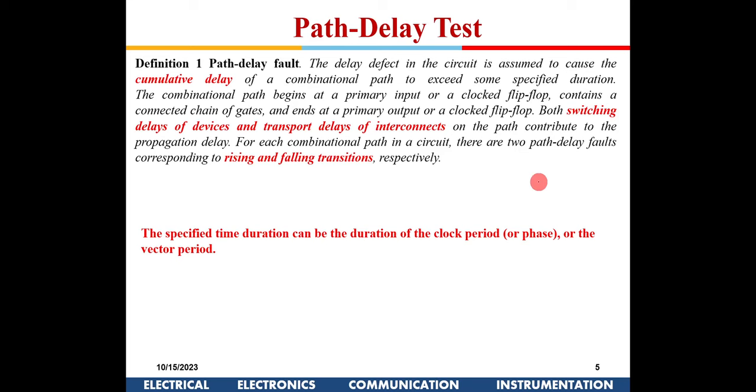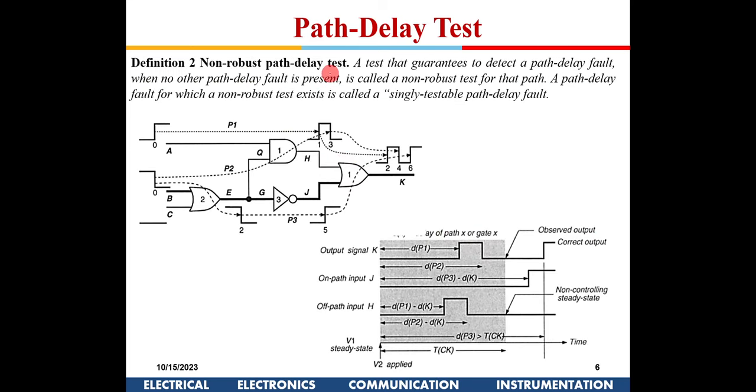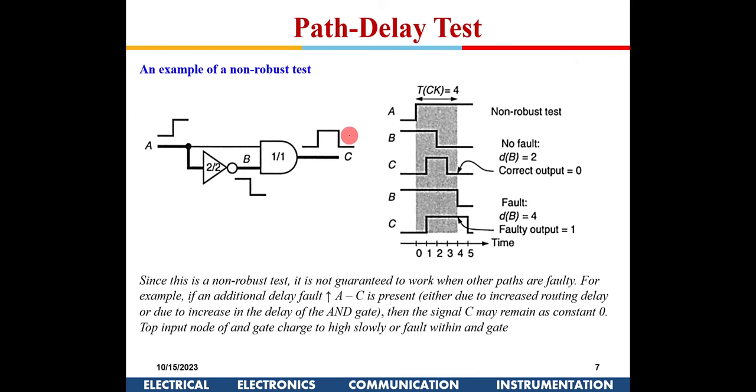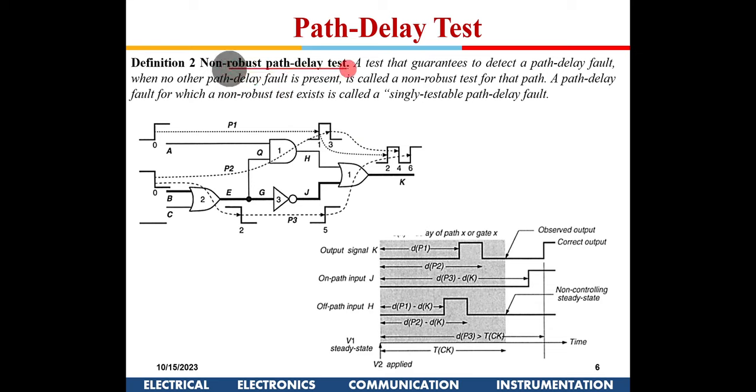Now we'll see some examples, then it will be clear. In a non-robust path, the delays in the other path can cause a problem, right? So it is not defined by only this one path. This signal out here will also make a change, and here also it will make a change. In many cases you can't propagate the fault just in one path. There will be an alternate path also which will have certain switching activity.